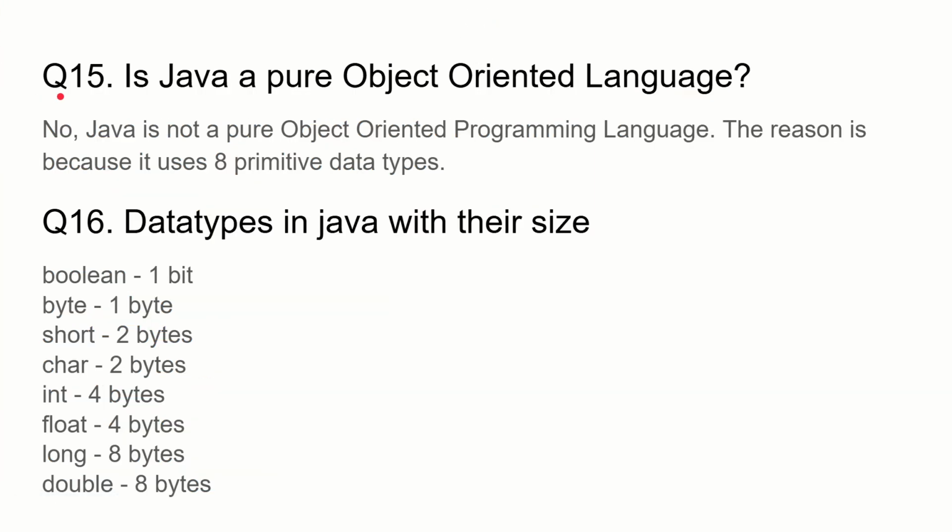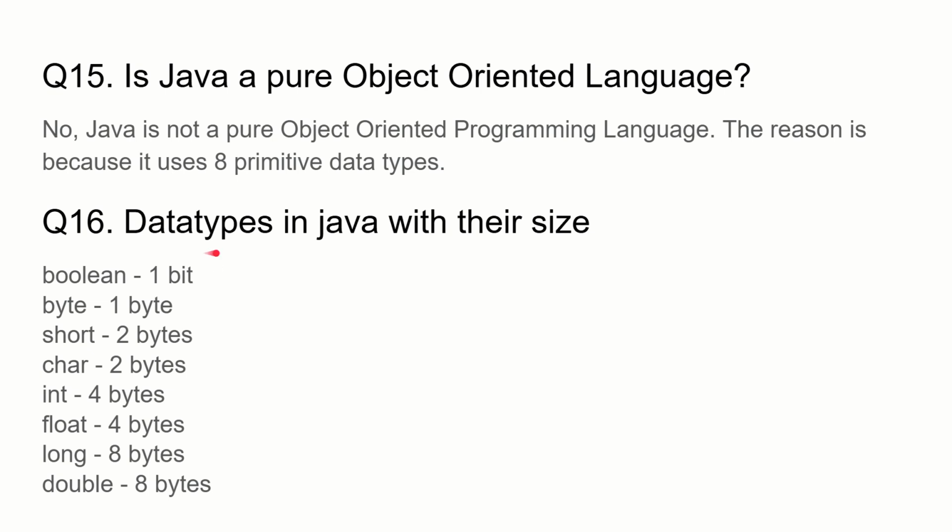Next question would be, is Java a pure object oriented language? The answer to this question is no. Java is not a pure object oriented programming language. The main reason is because it uses 8 primitive data types. It uses these primitive data types to promote simplicity.